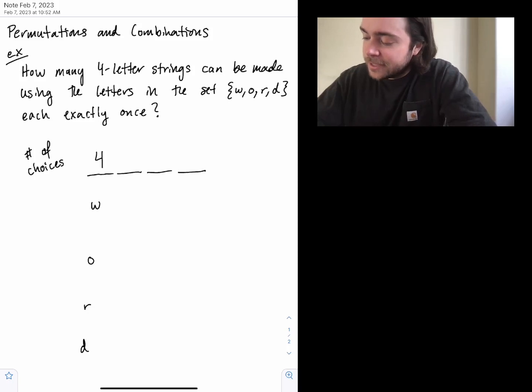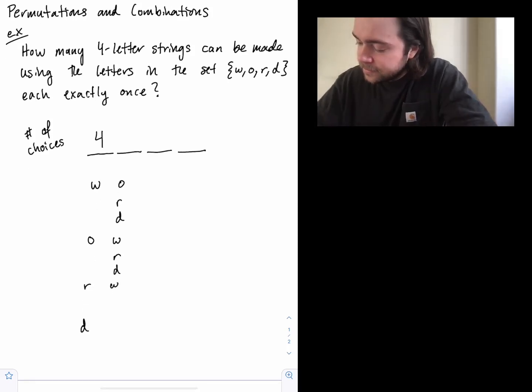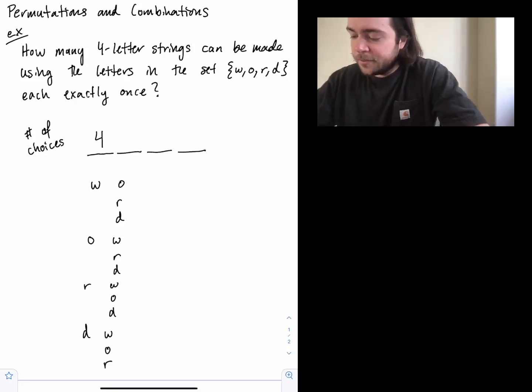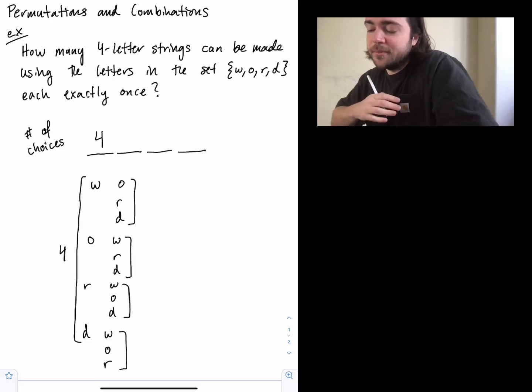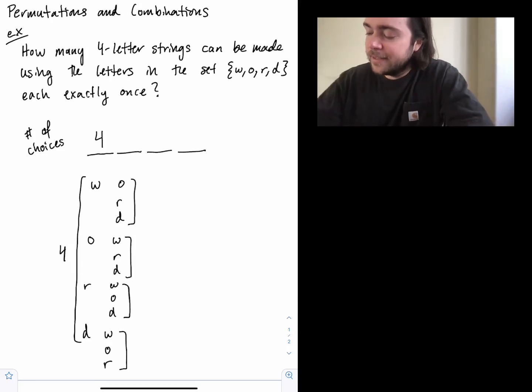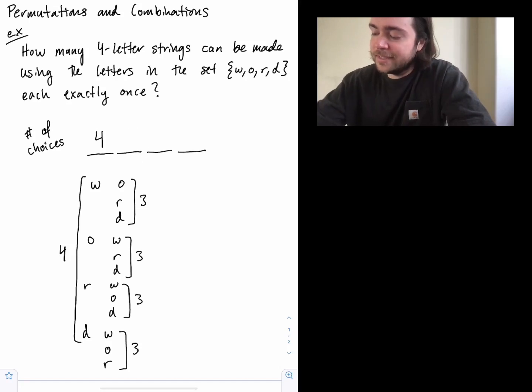Okay, and then for each of those choices, for the second slot, I have three further choices. Okay, so for each of the four options here, I have three options for the next letter, right? Because I have to use each letter exactly once. I already used one of the letters for the first slot. Can't use it again. So for each of those four options, I have three options for the second letter. So how many total choices do I have for the first two letters? Well, you can see I've listed them all. There's 12.